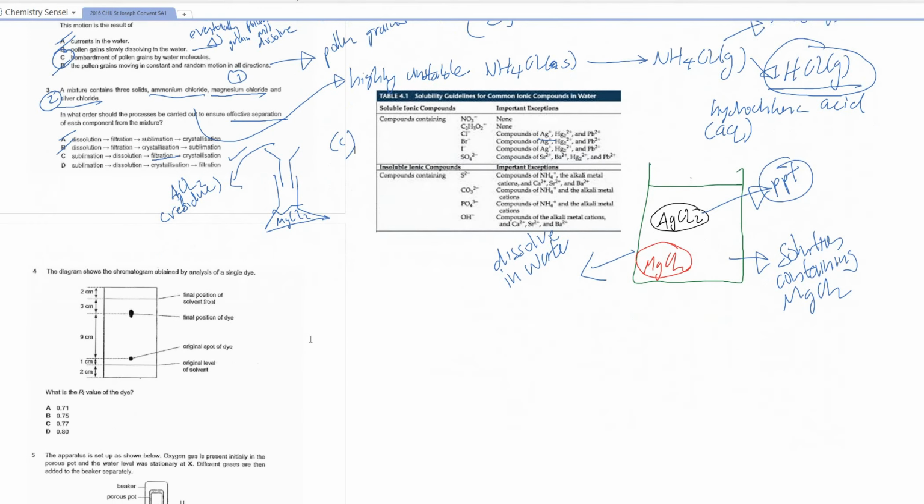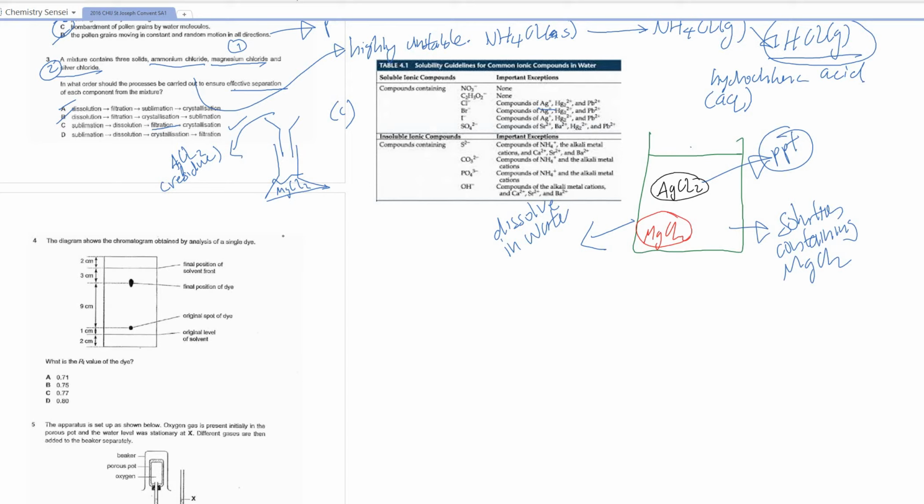Let's move on to question 4. The diagram shows the chromatogram obtained by the analysis of a single dye. What is the Rf value of the dye? The Rf value is defined by the distance traveled by the spot divided by the distance traveled by the solvent front.